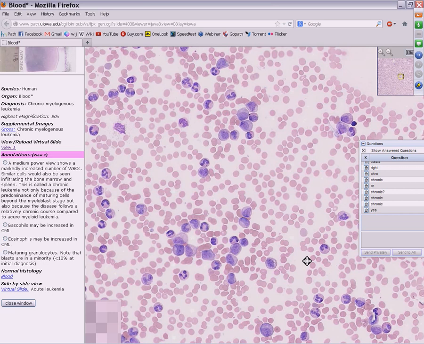Absolutely. And by the way, do you see a good number of platelets, an increased number of platelets, or a decreased number of platelets? It looks like the platelets are a little decreased. I can see one here, one here, one here, one here. But it looks like they're a little bit decreased. But remember, in chronic myelogenous leukemia, you can have an increase of platelets. You can have an increase of red cells as well.